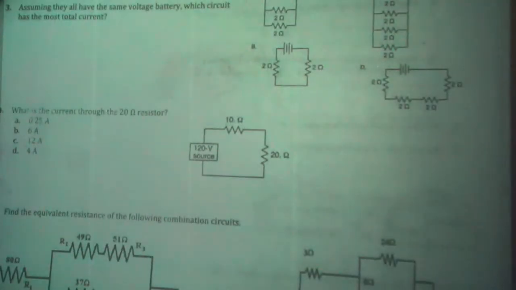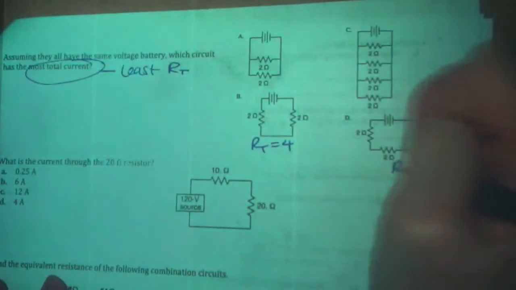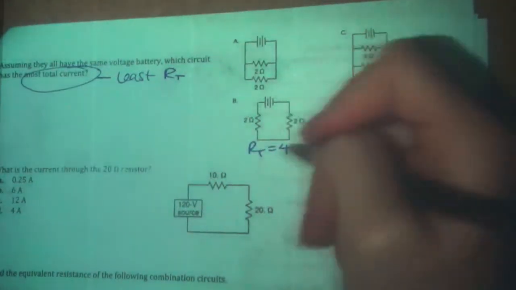Assuming they all have the same voltage battery, which circuit would have the most current? So, most total current. So let's think about V equals IR. The one that has the most current, if they have the same voltage, is the one that has the least R total. So let's find R total for each of them. This one has R total of 4. This one has R total of 8. They're in series. It's easy to find it.